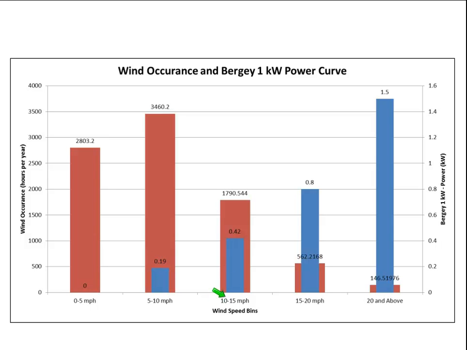We have 1,700 hours a year where it's 10 to 15 miles an hour, and it'll produce about 0.42 kilowatts at that time. Again, now we're getting into some higher wind speeds. We're producing a lot more, but there's not as many hours that we're producing that. And again, above 20, boy, we can produce a lot, 1.5 kW, but only for 146 hours a year. So we can look at that. Now, if we were to multiply these together, we could actually try to estimate how much this turbine might create in a year. This is one way to estimate it.